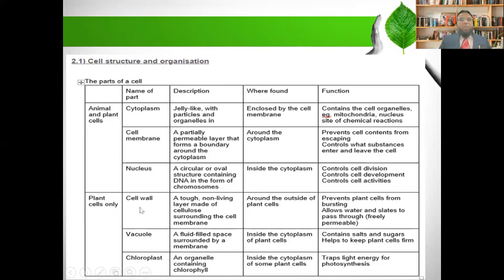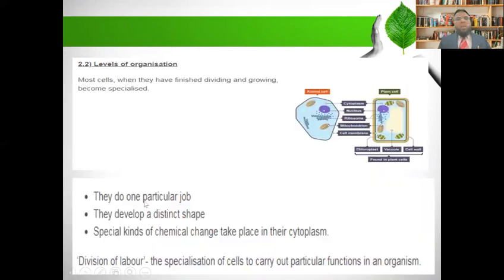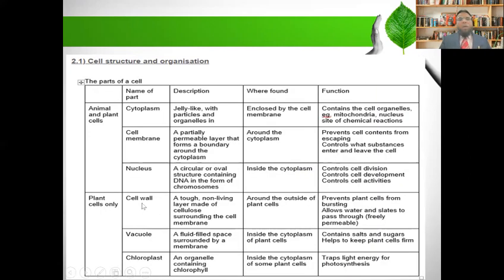Now we will discuss the differences between the plant and animal cell. If you study the plant cell, you will see that there is a cell wall, and this cell wall is made up of cellulose. And what is the function of the cell wall? It prevents plant cells from bursting, and allows water and solutes to pass through the freely permeable membrane. So this is a freely permeable membrane.